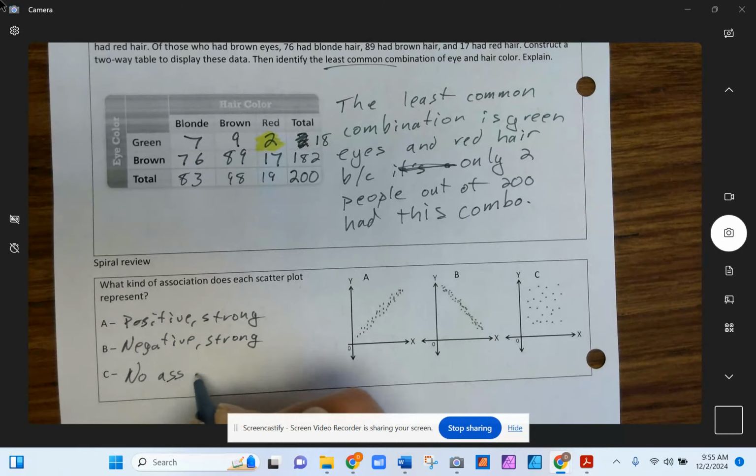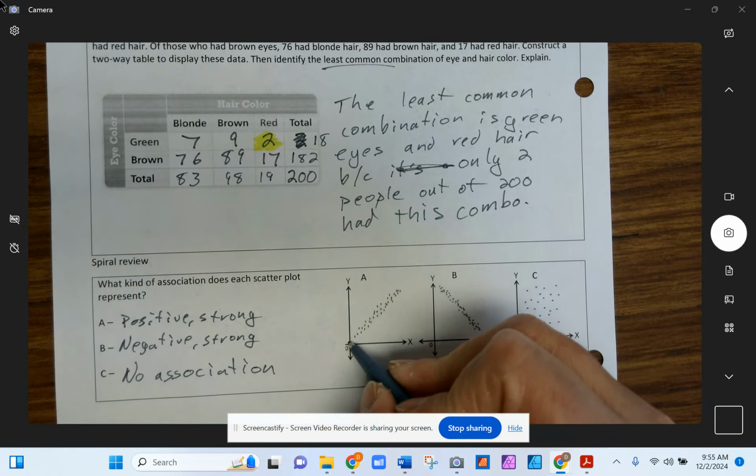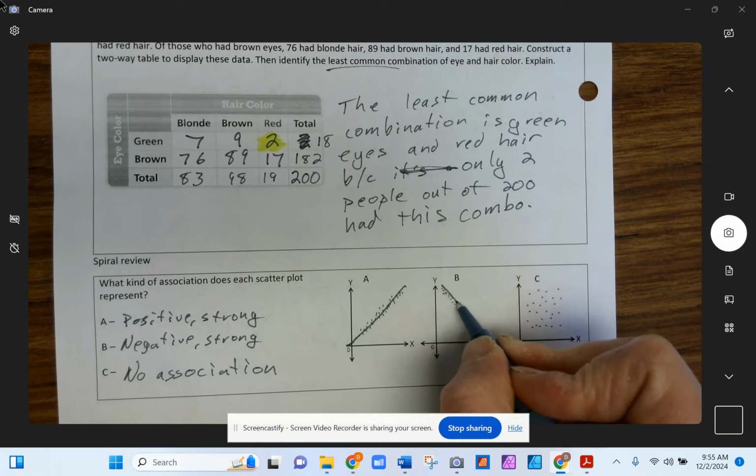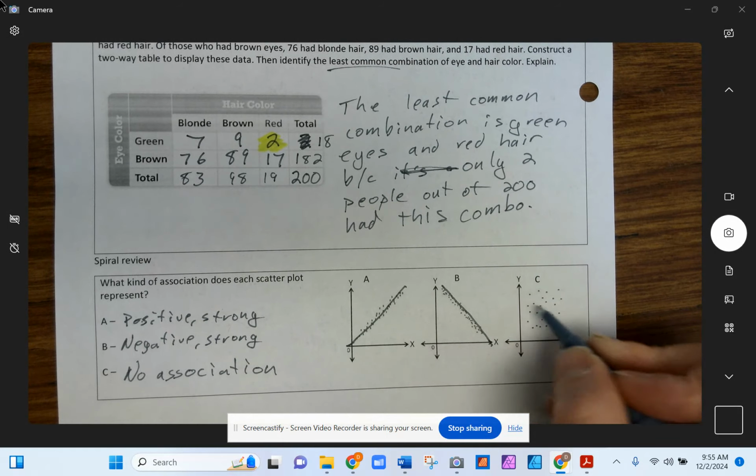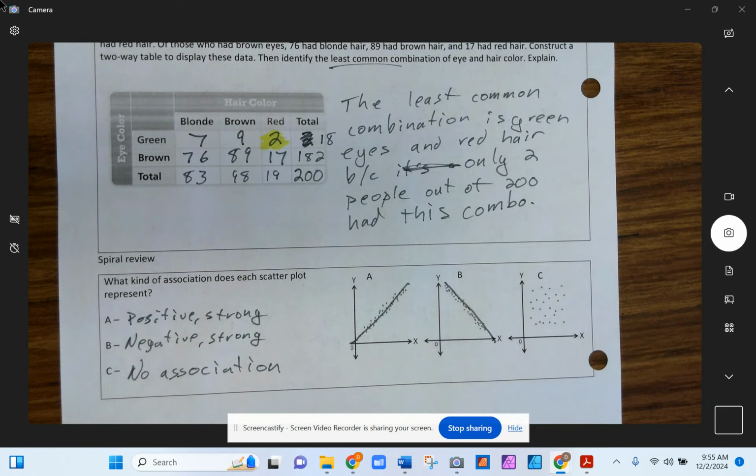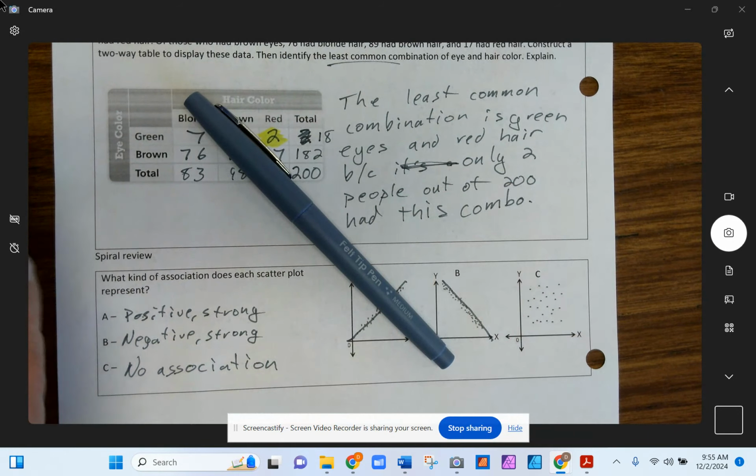Probably should have had one that was a weak association as well, just so we would have a little bit more variety. But yeah, positive, and it's an increasing trend. We have a decreasing trend for B, and then it's very hard to draw a line through the data for C. So there we go. Lovely.